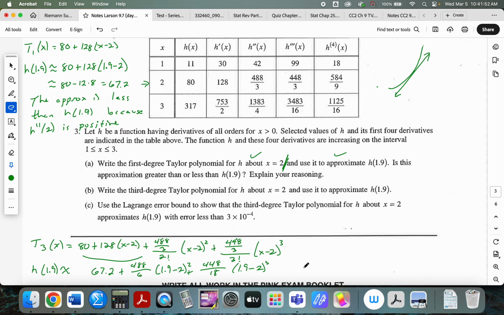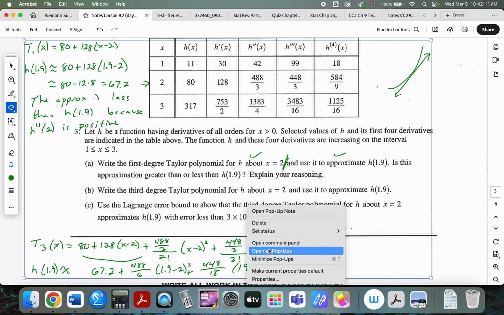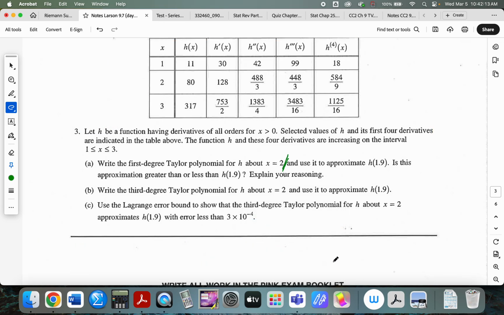Next, though, we want to look at part C: use the Lagrange error bound to show that the third degree Taylor polynomial for h about x equals 2 approximates h of 1.9 with error less than 3 times 10 to the negative 4th. All right, I'm going to delete all this stuff so that I have a little bit of room.